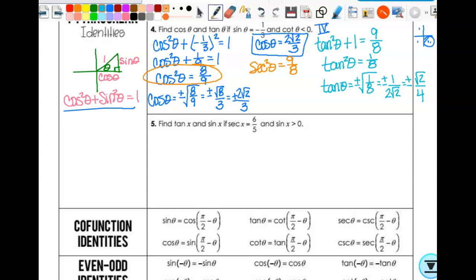What quadrant are we in? We are in the fourth quadrant. In the fourth quadrant, is tangent positive or negative? Negative. So tangent theta equals negative square root of 2/4.